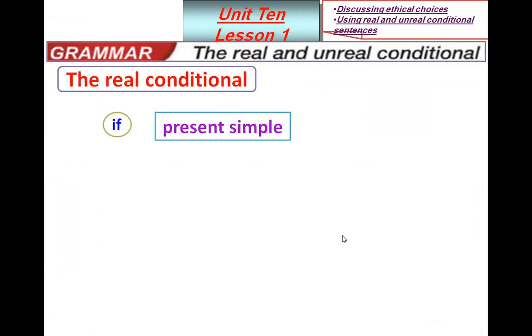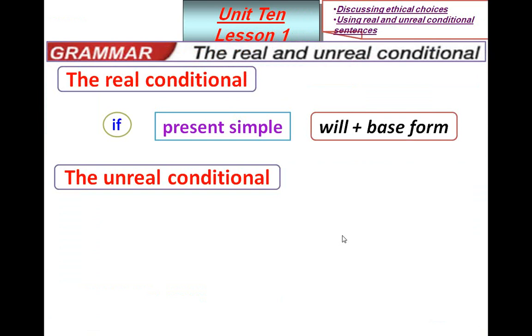To sum up what we have said, as we said, the real conditional, we use if. In the if clause, I use the present simple. The second part, the result, will plus the base form of verb. For example, if I study, I will pass the test. That means before the test. You're gonna take the test in the future. It refers to facts or future events.